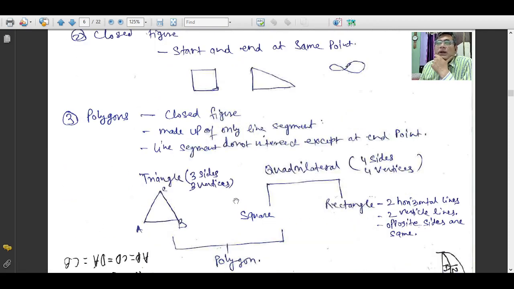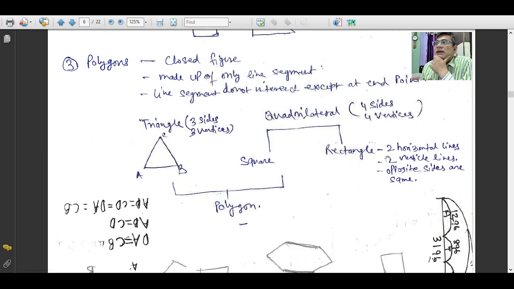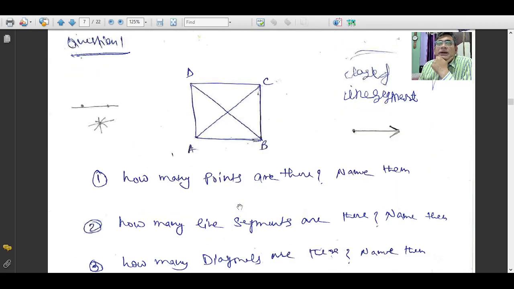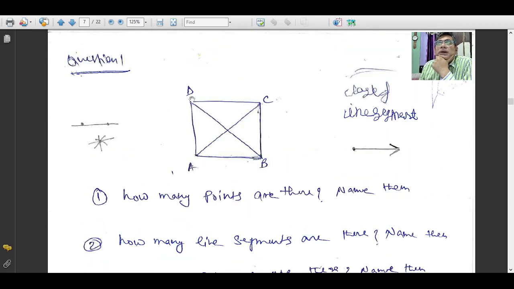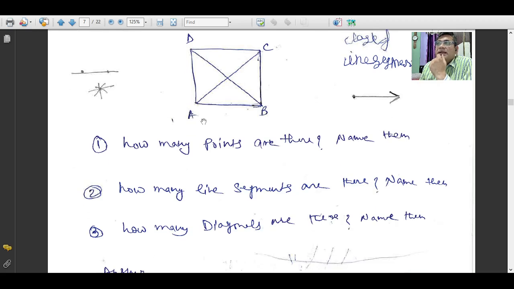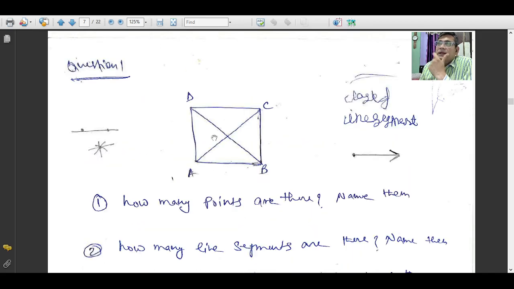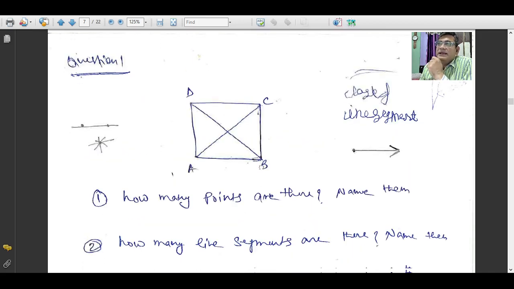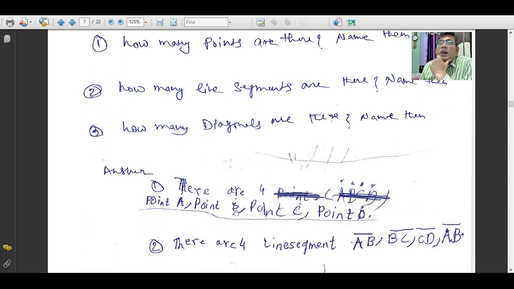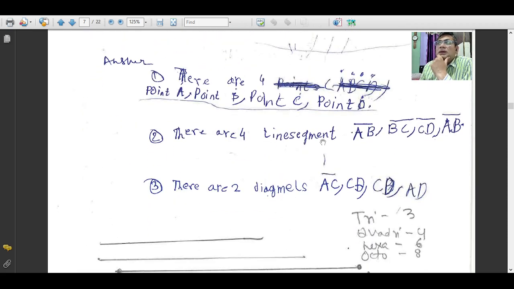Now again the closed and open figures in polygons. Triangles are there, rectangle, horizontal. So, in this example, how many points are there? Name them. There are 4 points: A, B, C, and D. How many line segments are there? There are 4 line segments: AB, BC, CD, and DA. How many diagonals are there? There are 2 diagonals: DB and AC. You have to write like this.